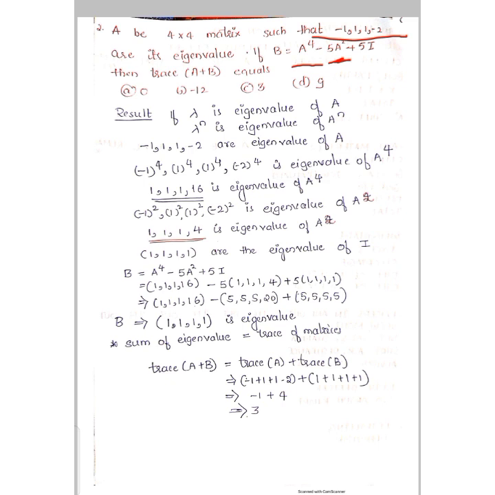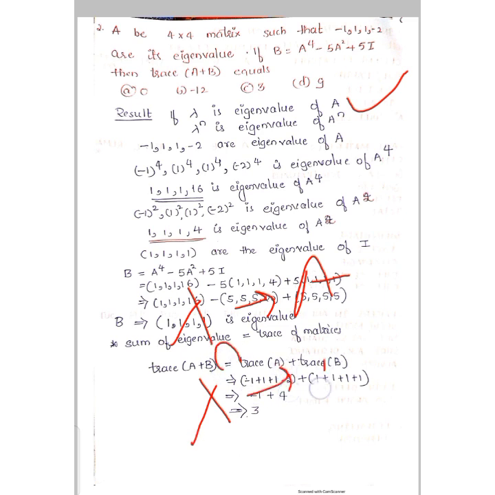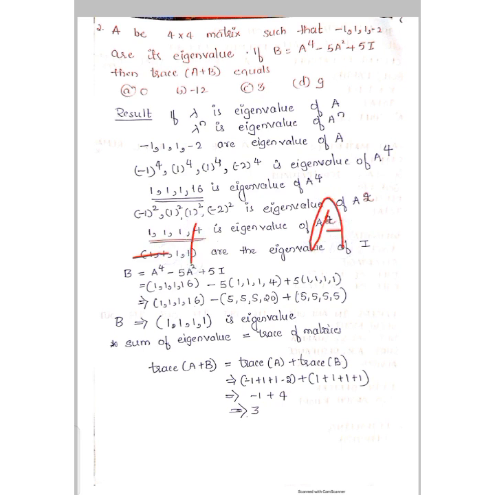But now here we have to find out the eigenvalues of your A raised to 4. How are we going to find it out? Let's see. If lambda is an eigenvalue of A, then lambda raised to n will become the eigenvalue of A raised to n. And we know that minus 1 is an eigenvalue of A. So what will be the eigenvalue of A raised to 4? Minus 1 raised to power 4 will become the eigenvalue of A raised to 4.